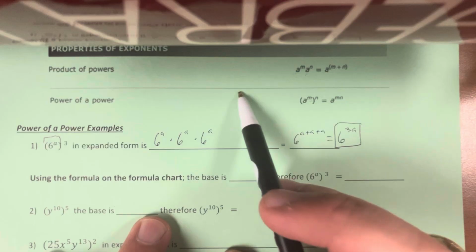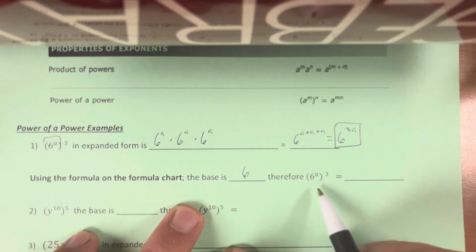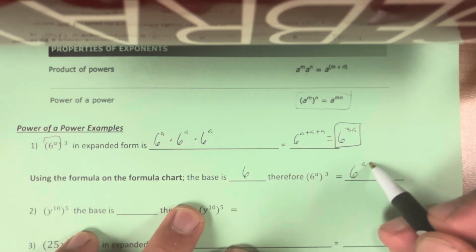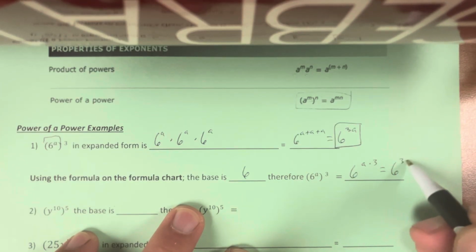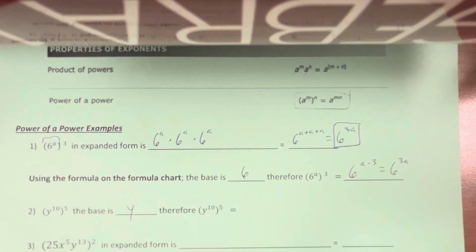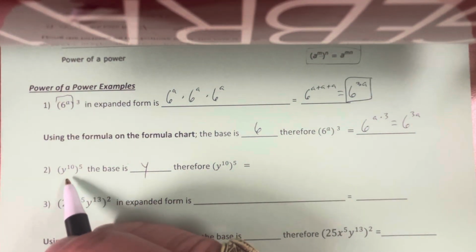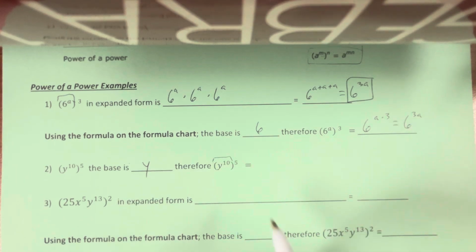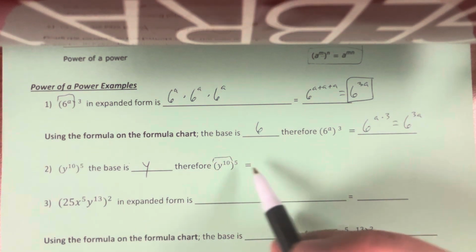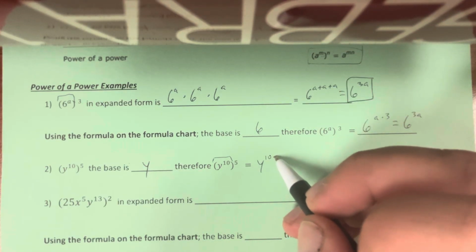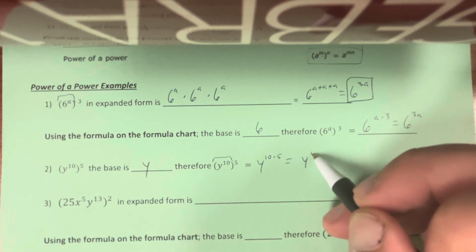So using the formula chart up here, the base is 6, and therefore, using this rule right here, we're going to do 6 to the a times 3, which is 6 to the 3a. For this next one, the base is y, that's the big letter. So when we do y to the 10th raised to the 5th power, I could expand it by writing this 5 times, but it becomes a lot to write over and over. Like the rule says, we're going to multiply 10 times 5 to get y to the 50th.